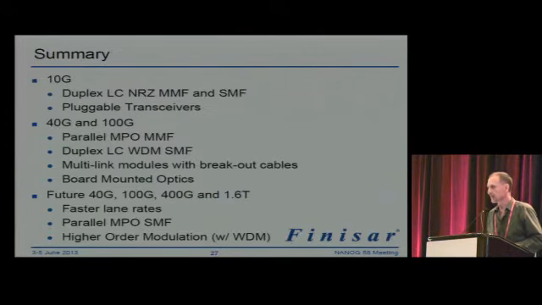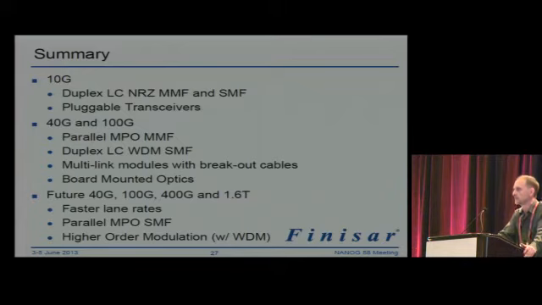So in summary, 10G was very simple. There was actually not a lot of complexity, either duplex LC multi-mode or single mode with pluggable transceivers. At 40 and 100G, we're seeing more complexity now. Parallel fibers for multi-mode, WDM for single mode. Big change for you will be multi-link modules with breakout cables, and then board-mounted optics. We'll see how that plays out. It's a departure from the pluggable module paradigm. It'll be very interesting how well you guys like that.